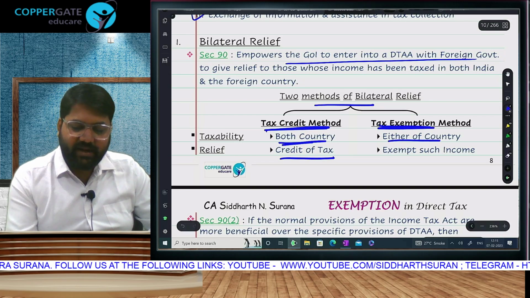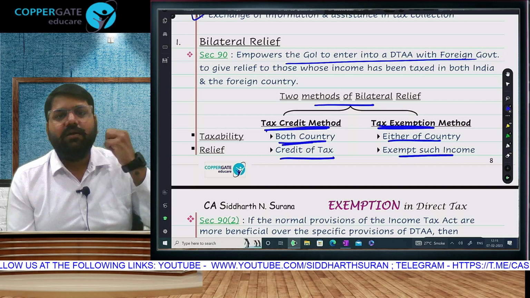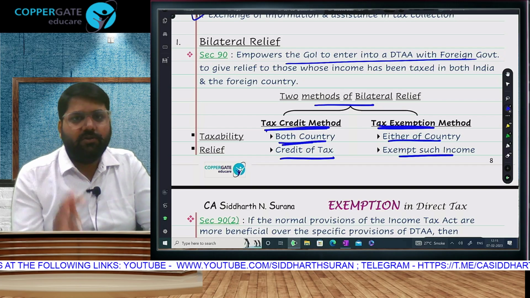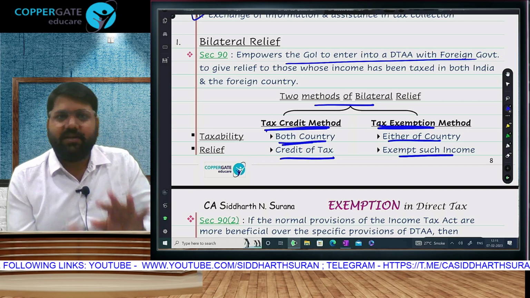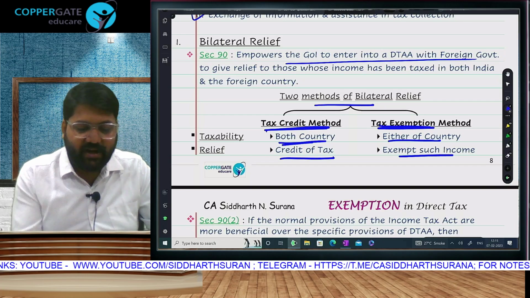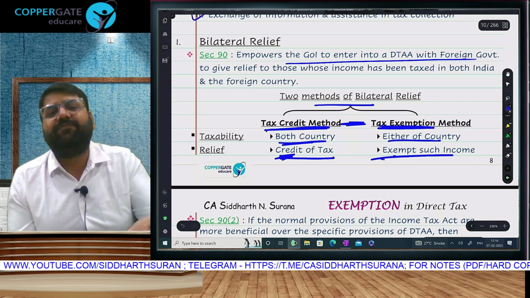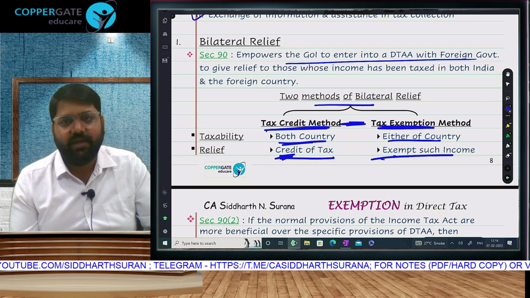One of the countries will take tax, the other country will make it 0. For example, in the India or New Zealand example, India makes your 30 zero or New Zealand makes your 40 zero. That means one country is taking, the other is leaving. Now, which country will give credit, which country will give exemption, or which method will be followed, everything will depend on what they have decided in the agreement.